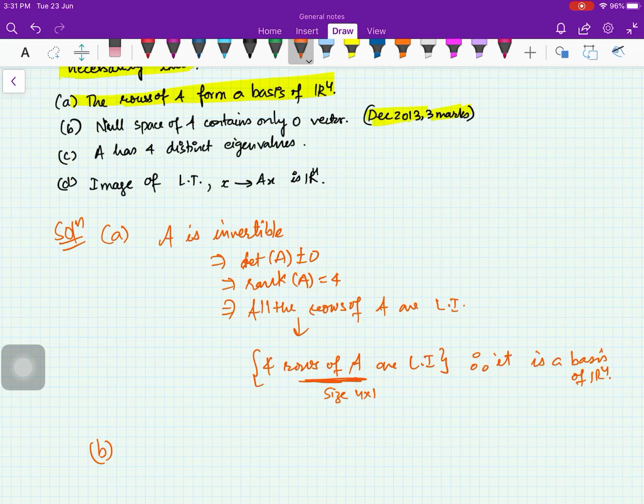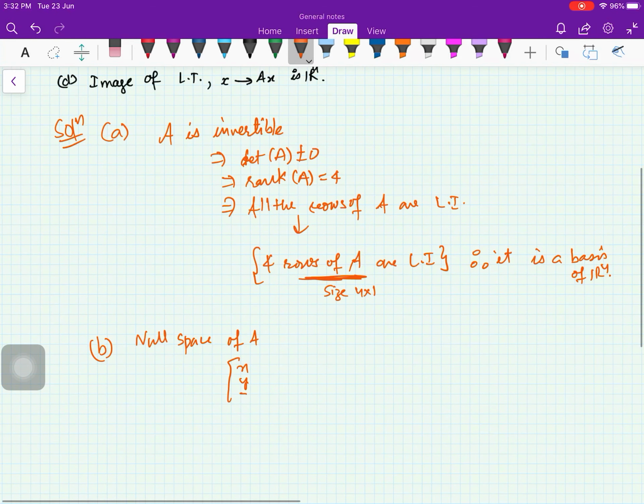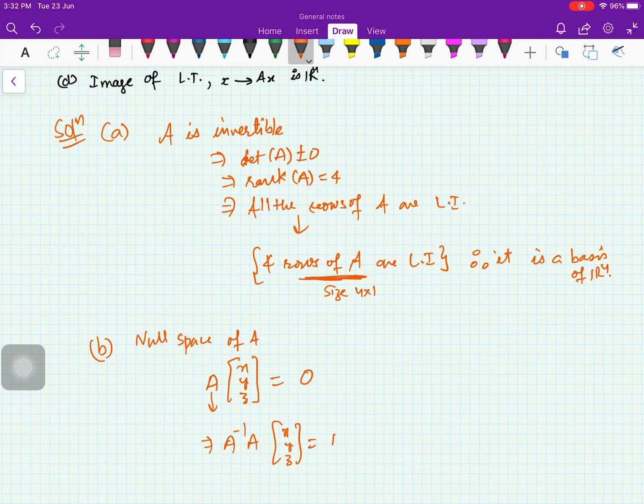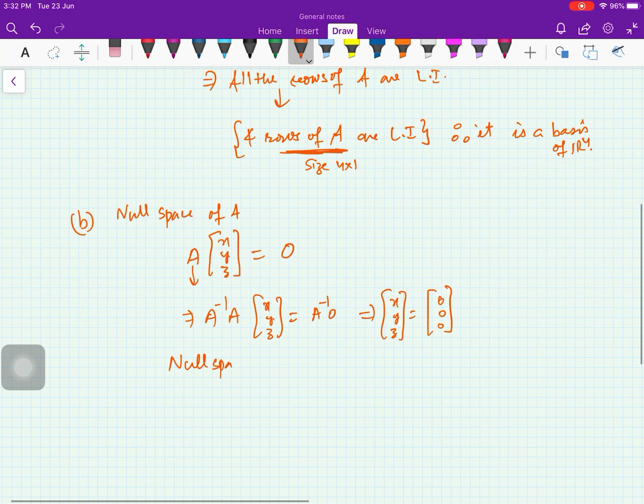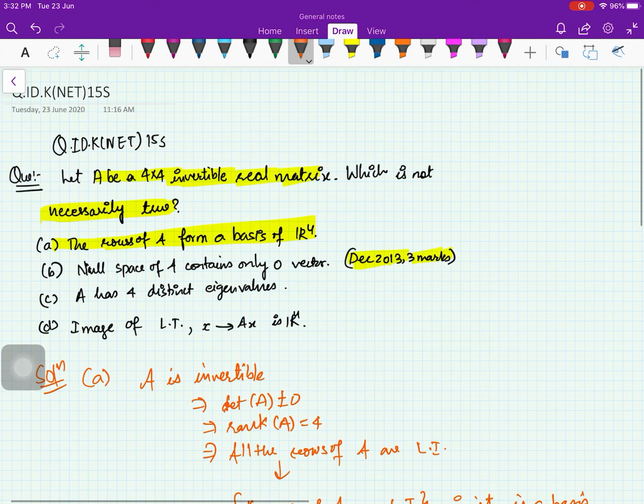Now the second statement: the null space of A contains only the 0 vector. You should know what the null space of A is. Any vector x, y, z belongs to the null space of A if A times (x, y, z) is 0. Now because the determinant of A is non-zero, A inverse exists. So it implies A inverse into A times (x, y, z) is equal to A inverse into 0. So it implies (x, y, z) is equal to (0, 0, 0), right? So it means that the null space contains only the 0 vector. So the second statement is also true. So that is not our answer.